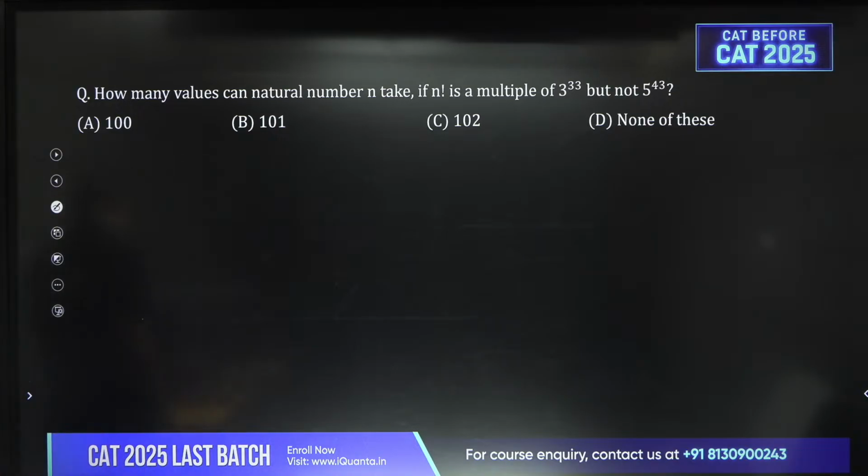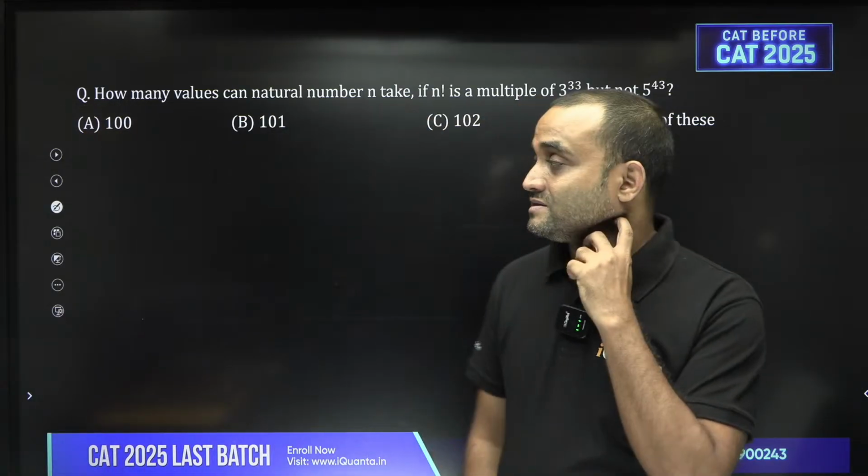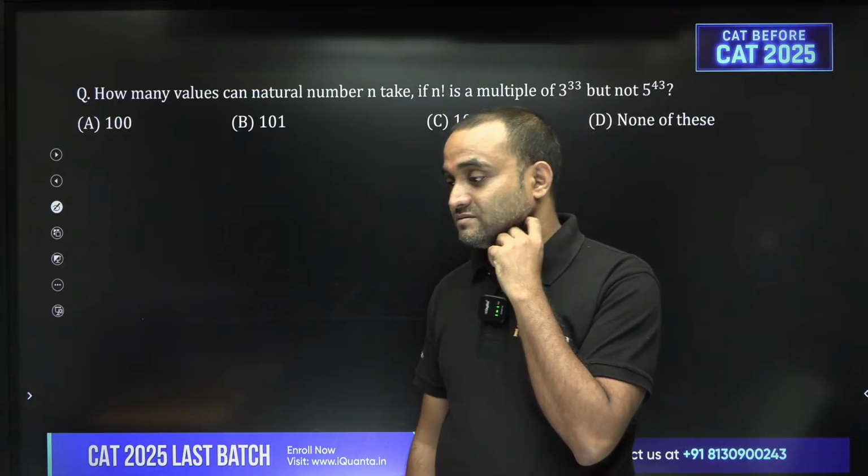Option D. What's the exact value? Shayak, Ayushman, what's the exact value? If it is none of these, then how many values are there? Can you tell me the value?